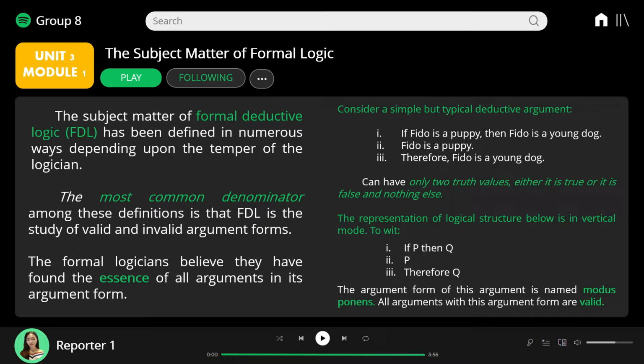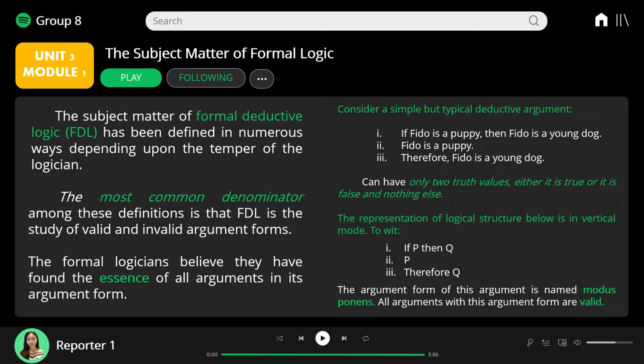Consider a simple but typical deductive argument on the right side of the presentation. As you can see, in the first statement, if Philo is a puppy, then Philo is a young dog. In the second statement, Philo is a puppy. In the third statement, therefore Philo is a young dog. The structure of this argument is composed of two premises, namely statements 1 and 2, while the conclusion is statement 3. The minimum requirement for a deductive argument is at least one premise and one conclusion.